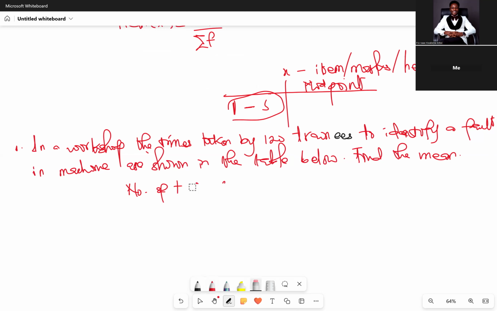Has the number of people in the classroom changed? Are you still nine or are you more? We are still nine. Okay. Number of minutes. This one is the number of trainees.